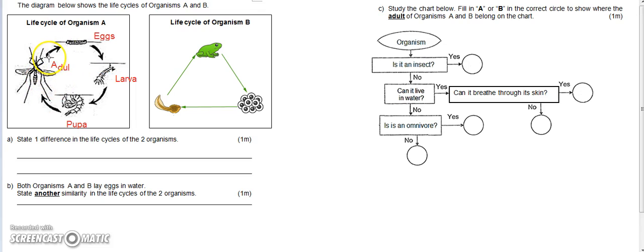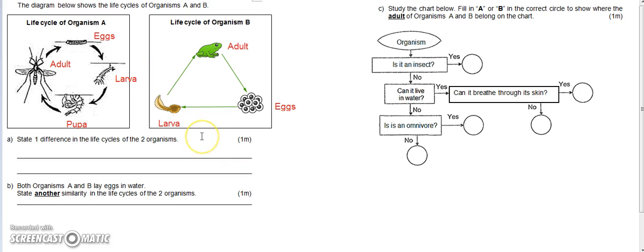Let's erase this and rewrite this properly. This must be the adult, right? A-D-U-L-T. Whereas the life cycle of organism B has 3 stages, right? And it's quite easy to see that this is the adult, and these are the eggs, right? And this must be the larva. Here we know that it is a tadpole.